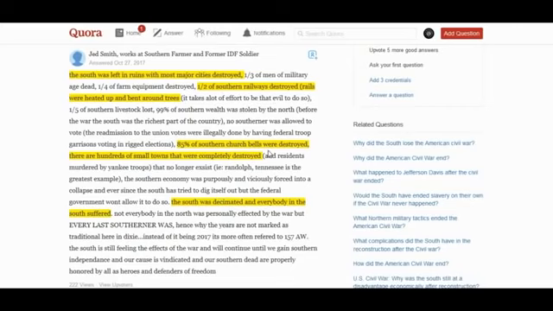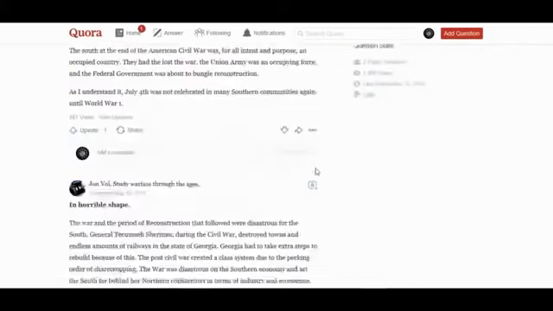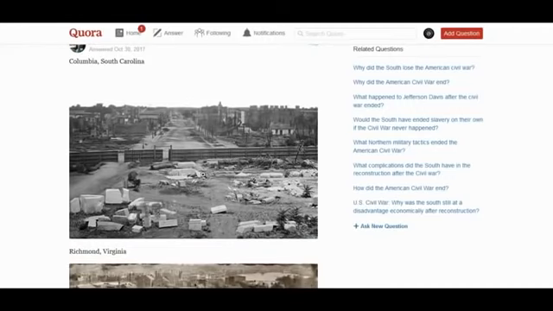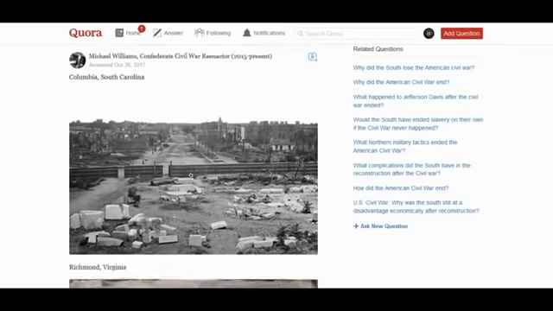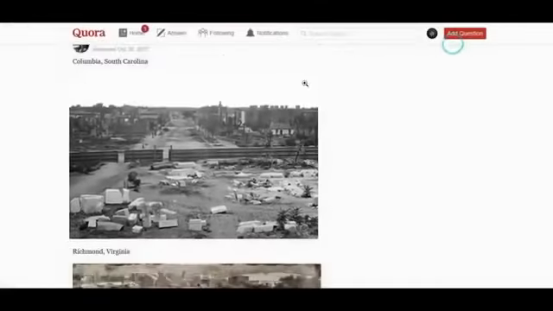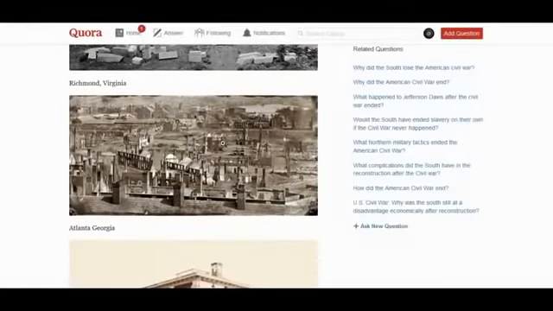So the South lost the war, obviously, but they also experienced almost all of the significant damage to the cities. And what I just wanted to do is show you some pictures of some of the destroyed cities. Columbia, South Carolina, and just extreme scenes of destruction. And we'll just kind of go through some of these here.